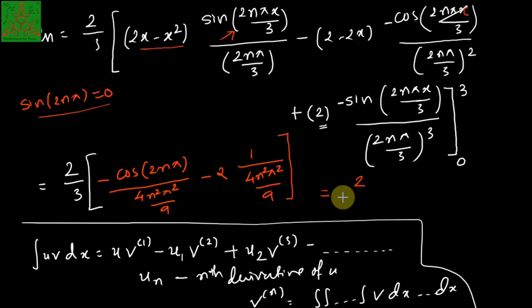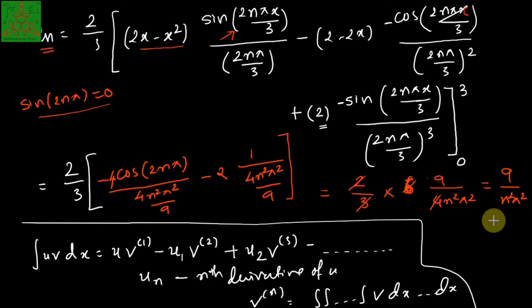So 2 is already there upon 3 into 3 times 9 upon 4n square pi square. Here it will be 4 is there. So that's why you will have 6 here, and this 6 will get cancelled out. The 4 will get cancelled with this. So finally you will have 9 upon n square pi square. So finally your an is 9 upon n square into pi square.